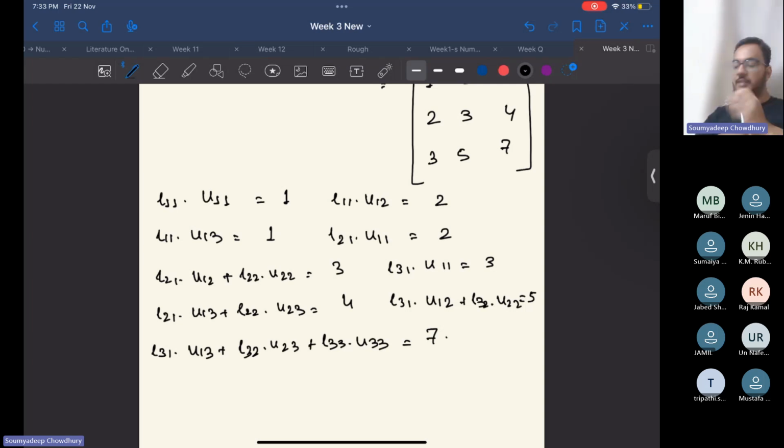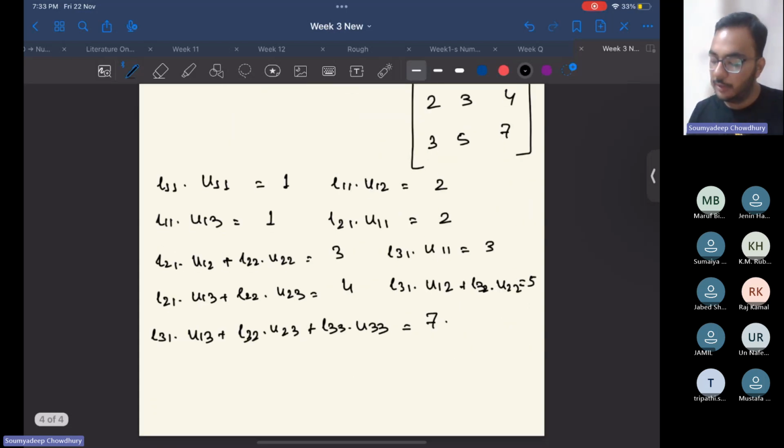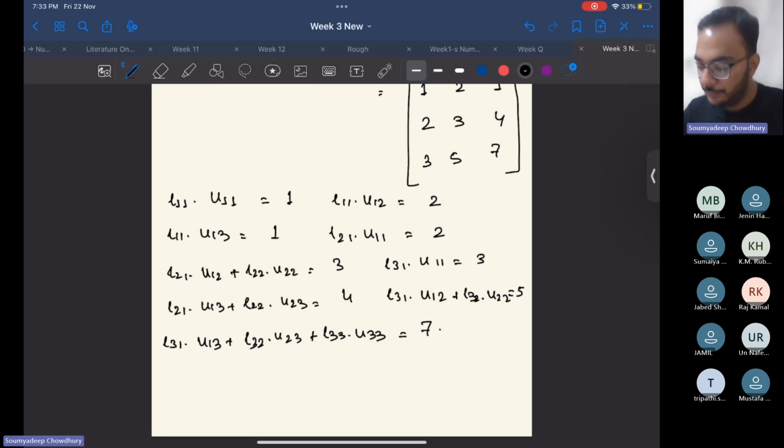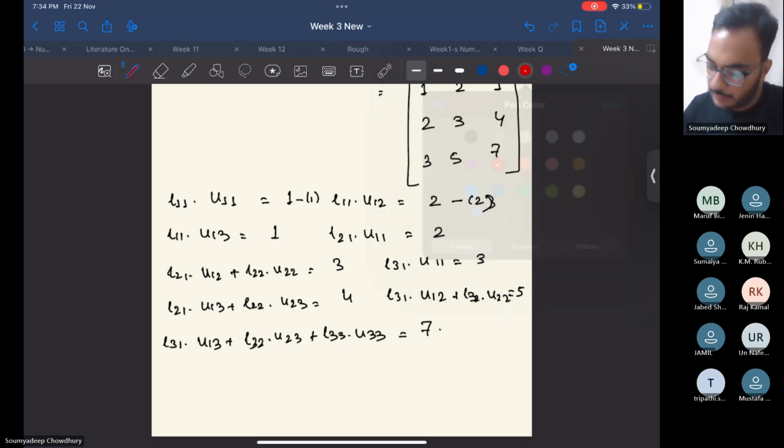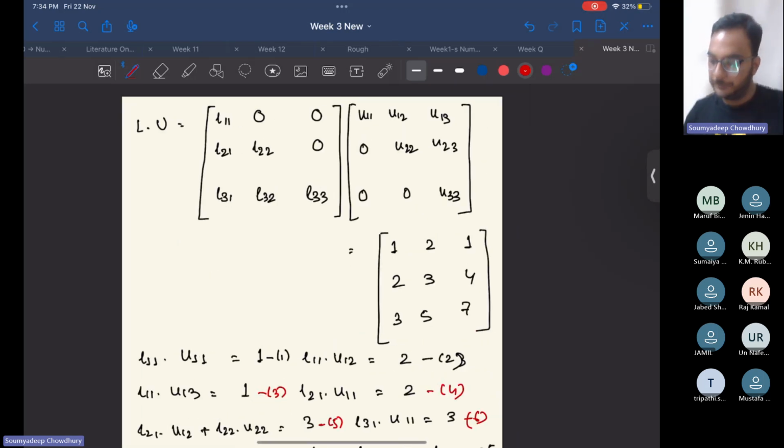So from these equations, there are 9 equations, and how many unknowns are there? 1, 2, 3, 4, 5, 6, 7, 8, 9, 10, 11. We can find out these unknowns. See, this is equation number 1. Sorry, equation number 2. This is equation 3, 4, 5, 6, 7, 8, and 9. Right.